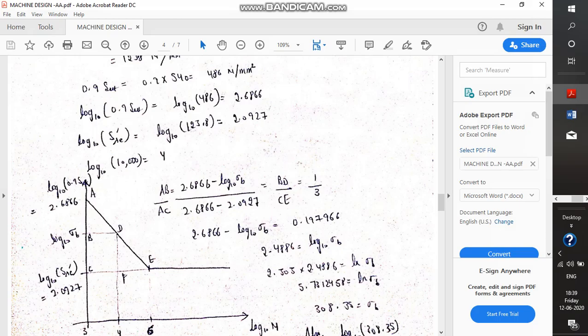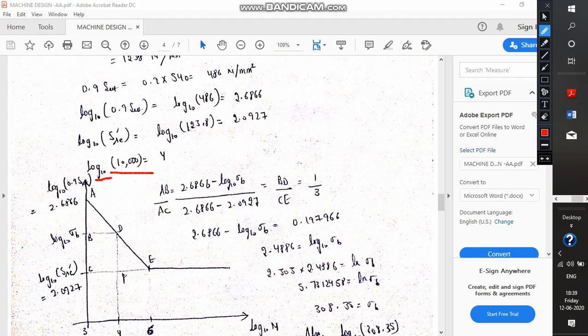Since it is a log plot, we also plot the 10,000 cycles. We also take the log 10 of the 10,000, which comes out to be 4. So this was the point which was given to us in the question, and we have to plot. We have what we have to find out.